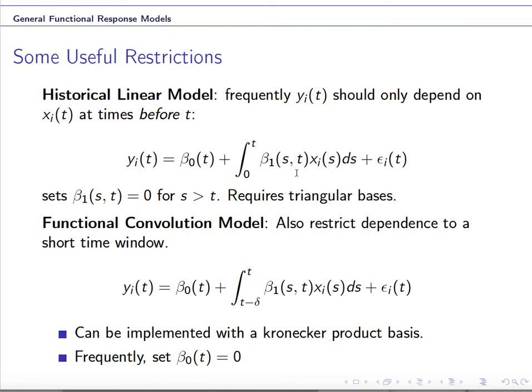Yes. So the value of y_i at time t only depends on the value of x before t. Okay. So this is what we call the historical linear models. Okay. So there's another version. We can even put more restrictions on them.